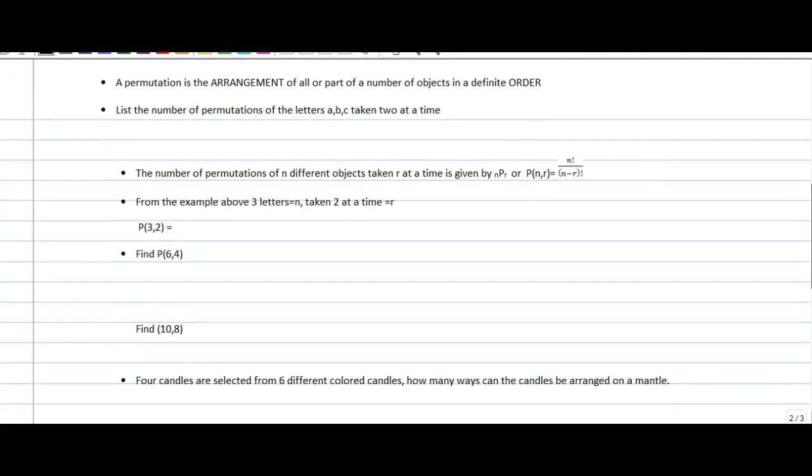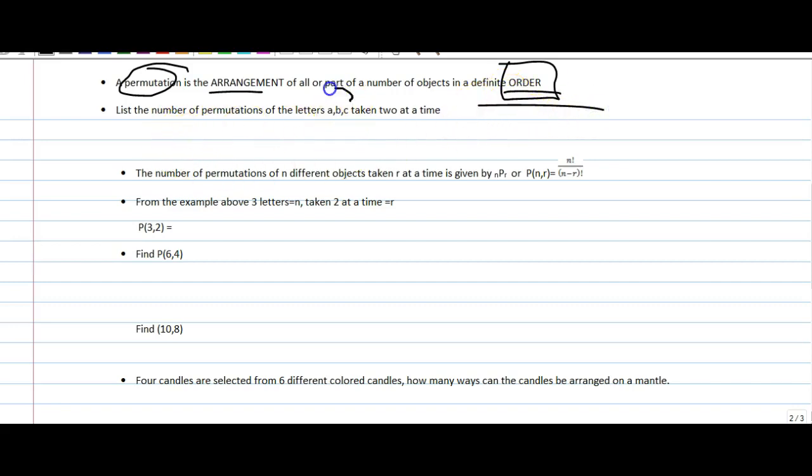The next concept we're going to talk about is a permutation. And a permutation is the arrangement of all or part of a number of objects in a definite order. So each time we change the order, we have a different permutation. Here, permutations are arrangements of all or part of a number of objects in a definite order.